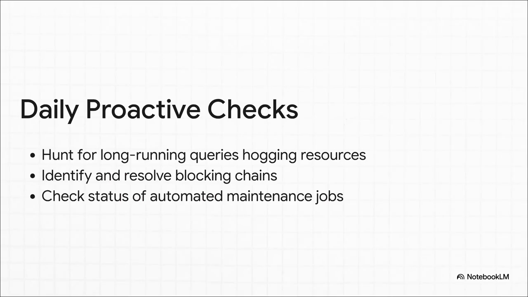So this proactive hunt continues all day. They're constantly on the lookout for long-running queries that are just hogging all the resources and slowing everybody else down. They also have to untangle what are called blocking chains. It's like a digital traffic jam, where one single stalled process creates a huge pileup behind it. And maybe, most critically, they're making sure all the automated maintenance jobs are actually running correctly.